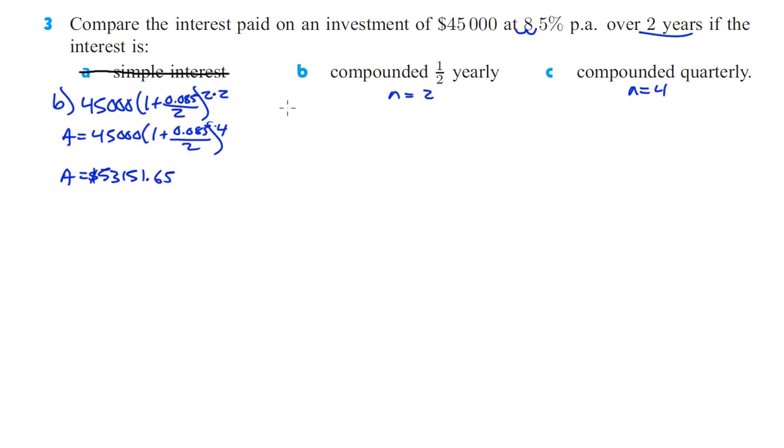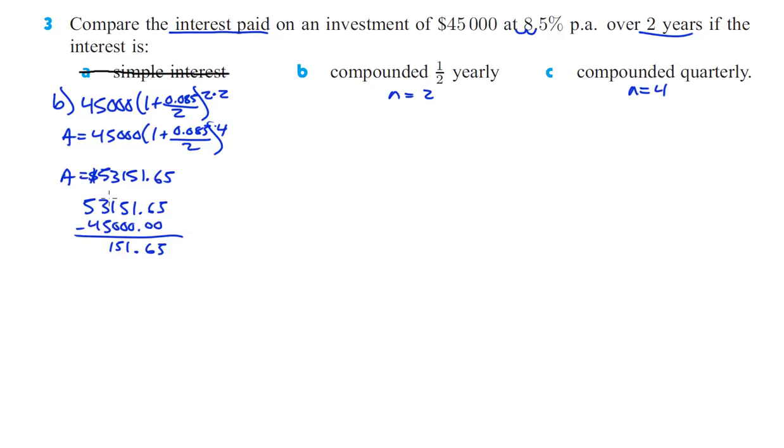Okay, so that's what they end up in. But now if you'll notice here, the question says compare the interest paid on an investment. So we want to figure out what the interest is going to be. So we're going to take our ending amount, 53,151.65, and subtract our original 45,000. Oops, one too many zeros there. That was invested.